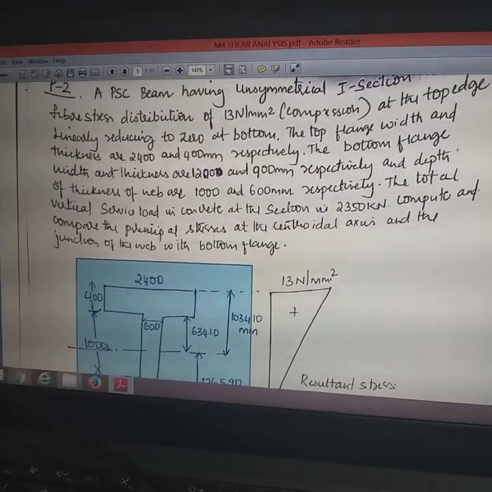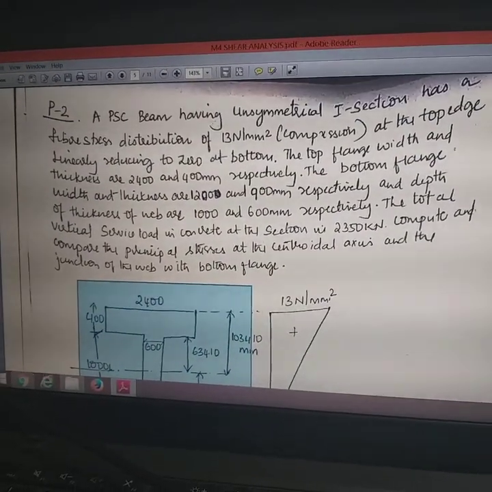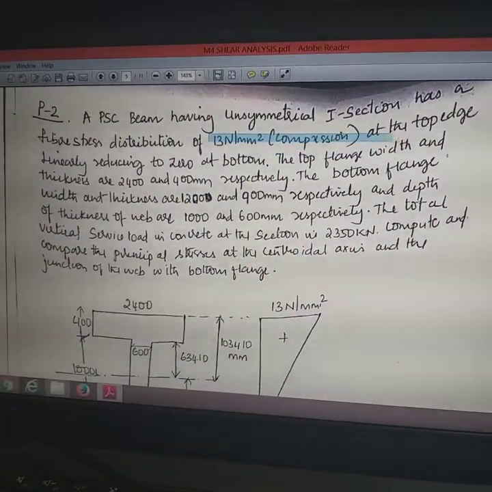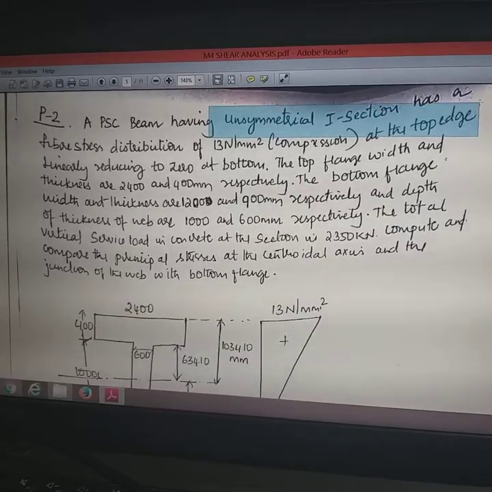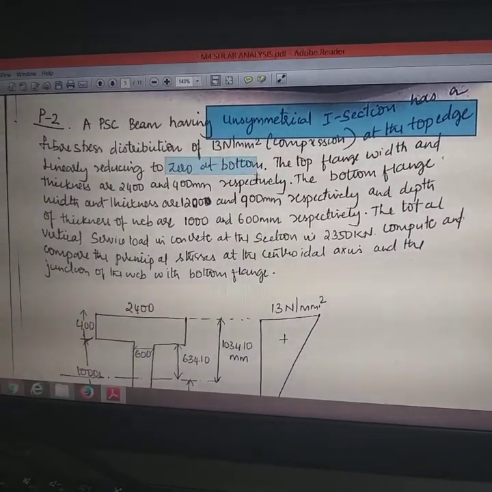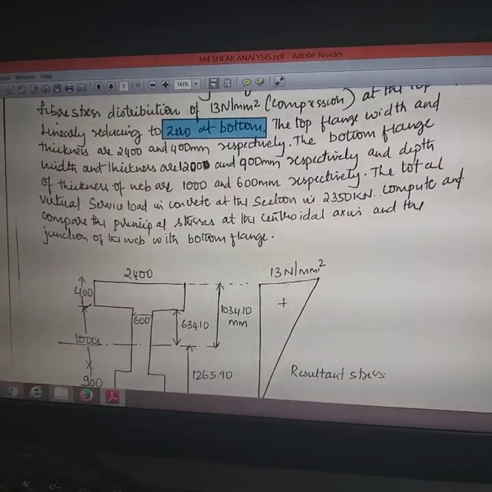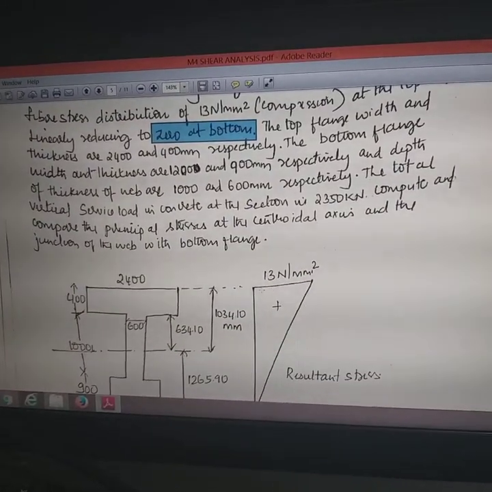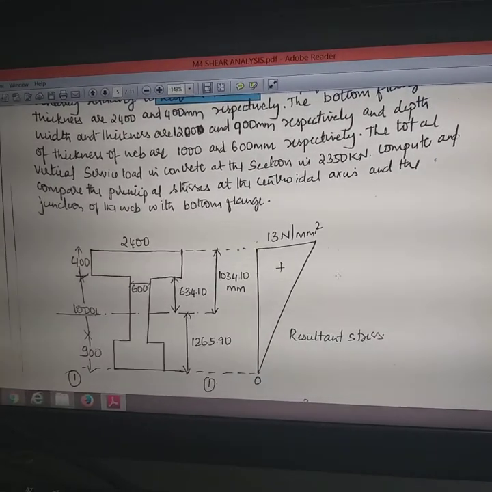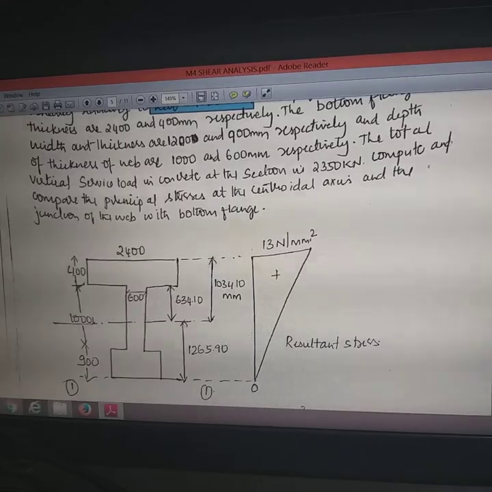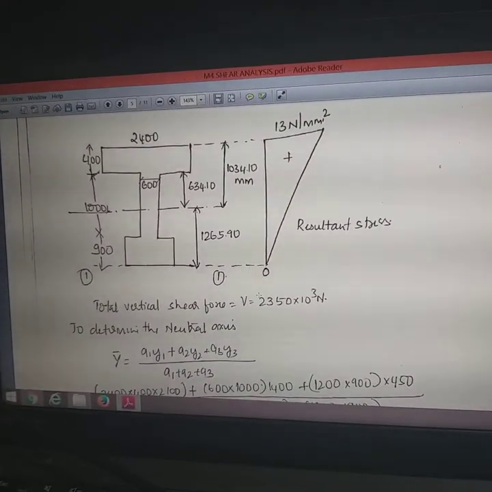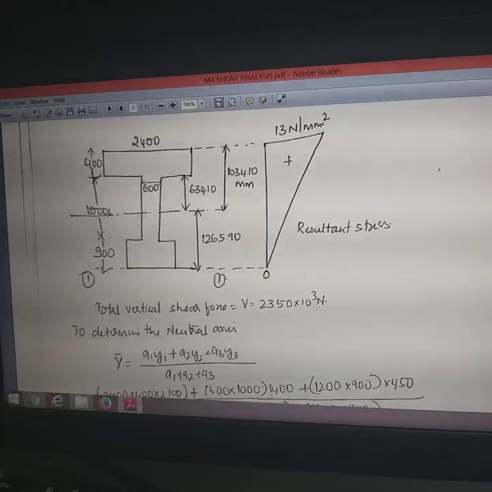It has a stress distribution of 13 Newton per mm square, which is compression at the top edge, and it is linearly reducing to 0 at the bottom. So it has 13 Newton per mm square at the top edge compression zone, and at the tensile face it reduces linearly, means a straight line. So this is the resultant stress distribution, and the shear force is given as 2350 kilonewton.